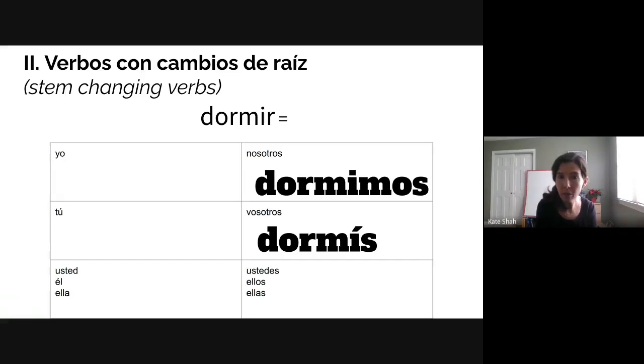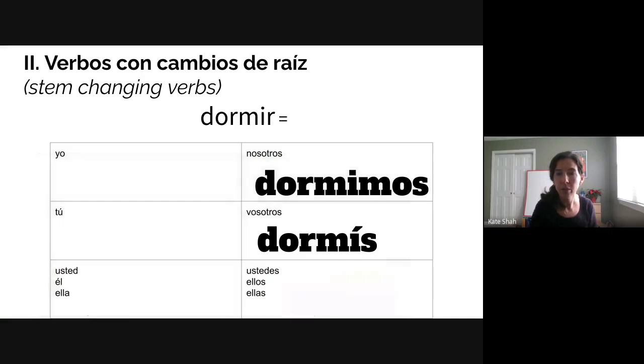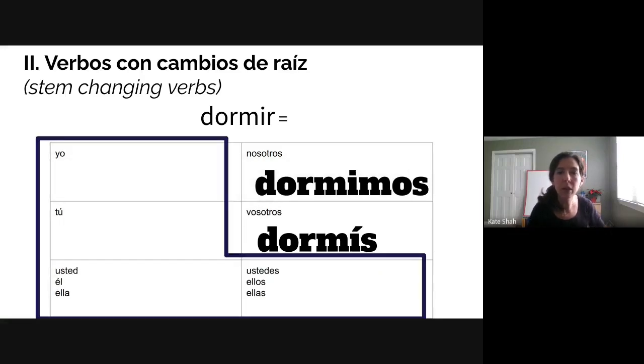The rest of the forms that are left over are sometimes called boot verbs, because what's left over kind of looks like a boot. For the sake of clarity, I would love for you to outline this boot in your verb charts. So just make a shape around the yo, tú, the él, ella, usted, and ellos, ellas, ustedes forms, and it kind of looks like a boot a little bit.